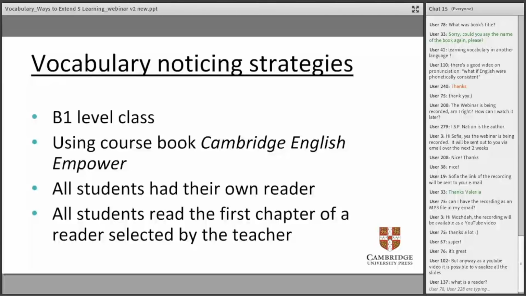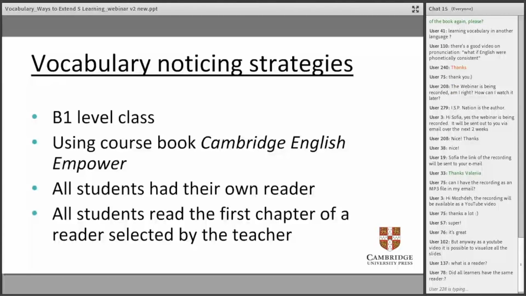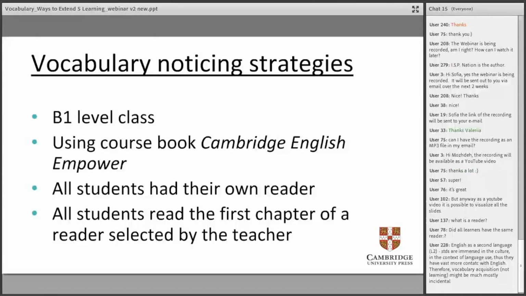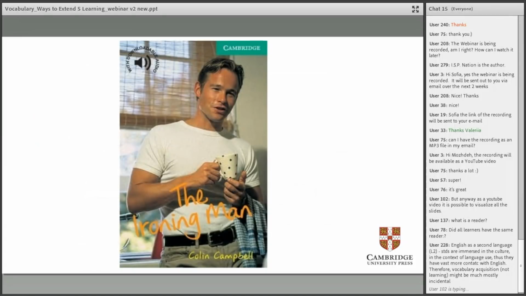So what I did was I chose a reader and I got them to read the first chapter so that everyone was reading the same story, because it was obviously difficult to do this given that they were all reading different books. So there was one book where I got them to read the first chapter.